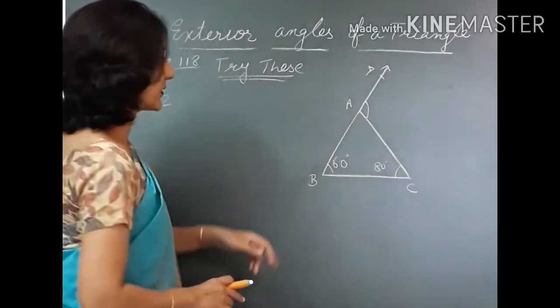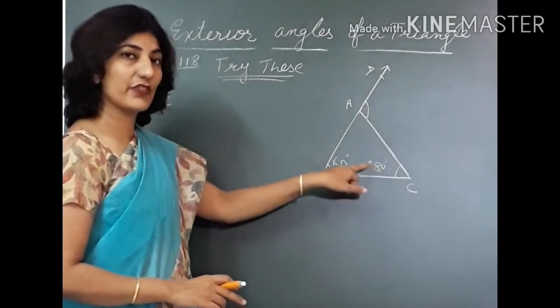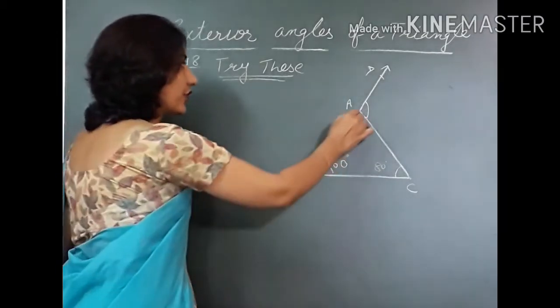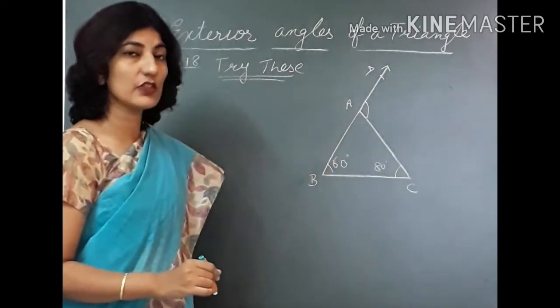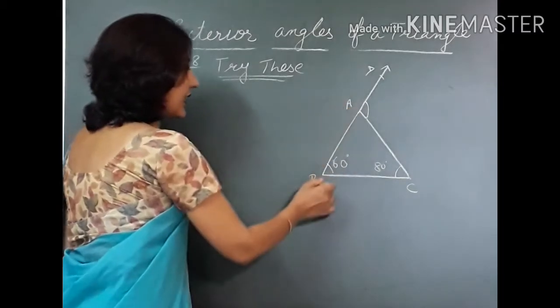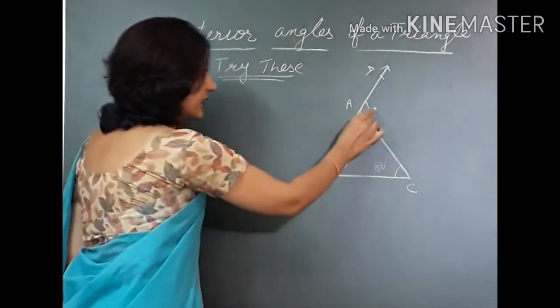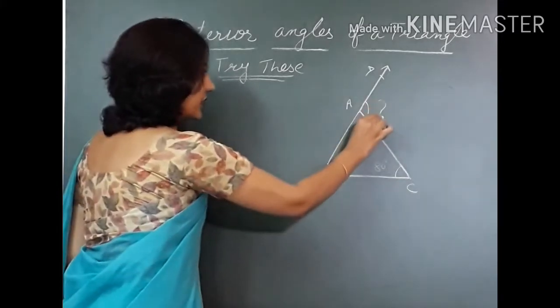Question number 2 is, the two interior opposite angles of an exterior angle of a triangle are given. You have to find the exterior angle. The figure was not drawn, so I have drawn the figure like this. I have named the triangle ABC. These two angles, 60 degrees and 80 degrees, are given. This one I have to find. I am putting a question mark here.